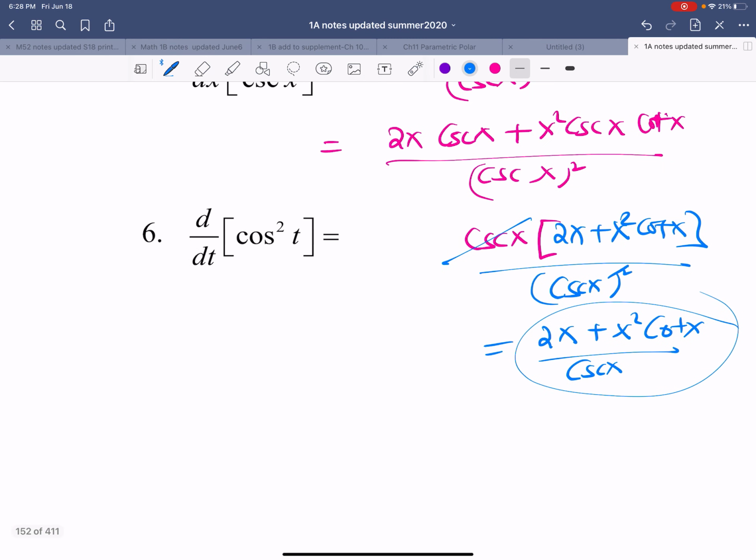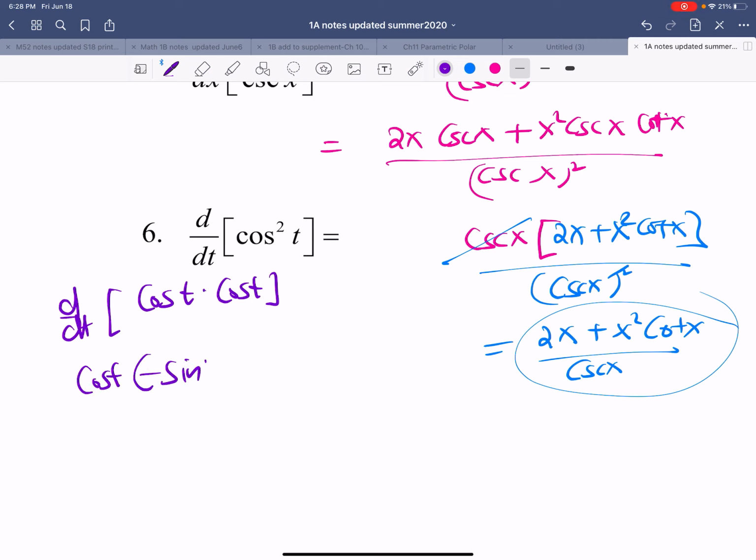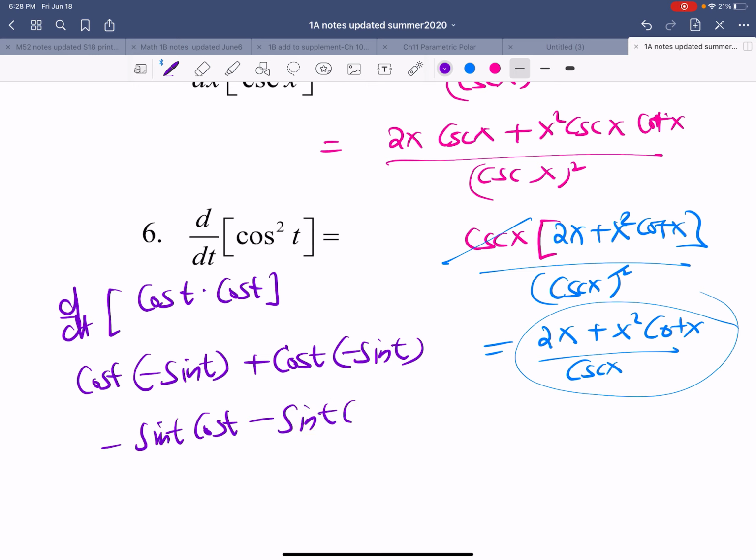Next, number 6, we have cos squared t. Later we will learn other techniques of evaluating this derivative, but right now I'm just going to write it as a product of cos t and cos t. So first function times derivative of second plus second function, which is cosine t, times derivative of first, which is negative sine t. So it's going to be negative sine t cos t minus sine t cosine t. That will turn out to be negative 2 sine t cosine t.